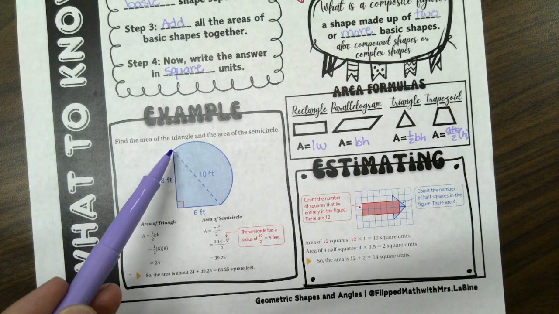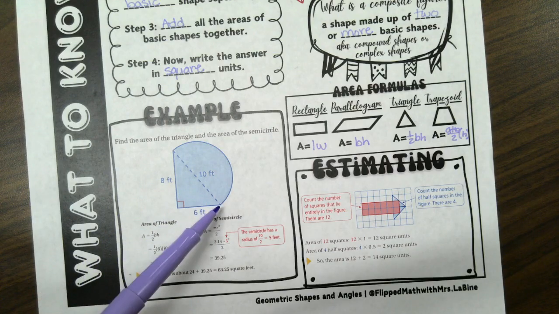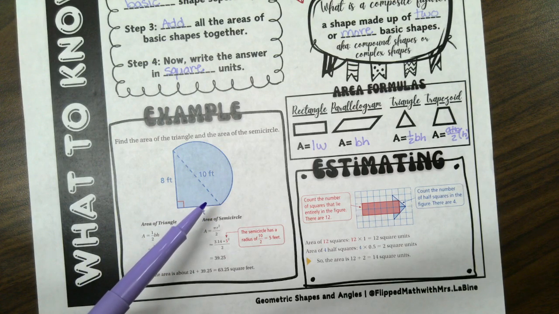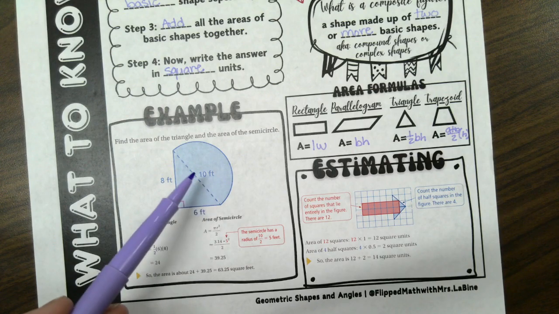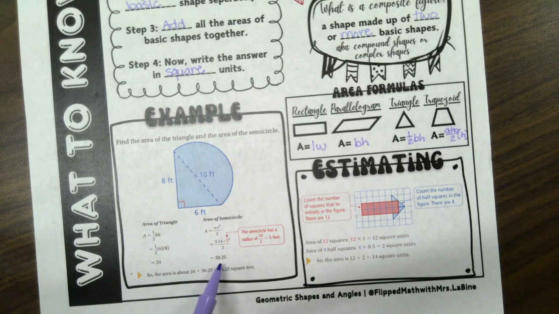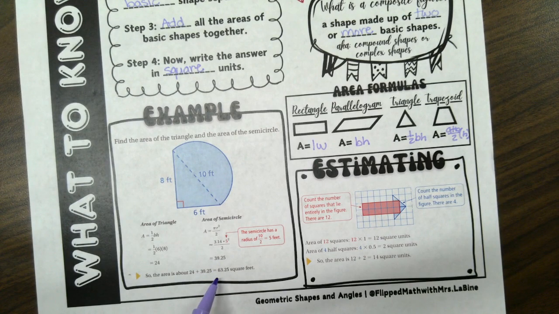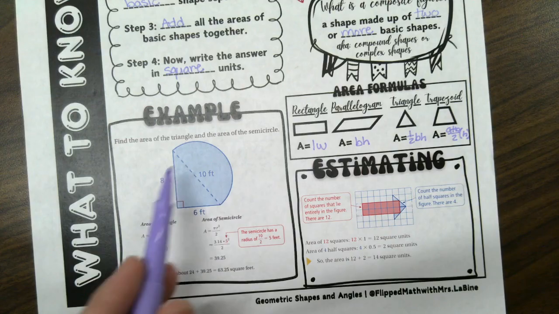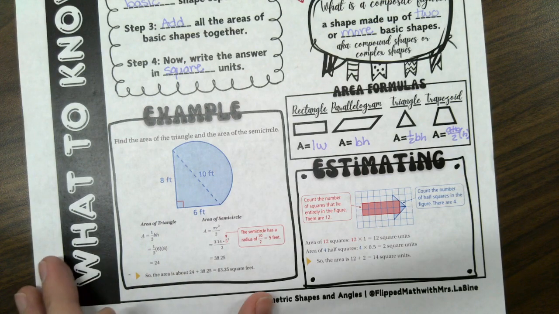So remember, r is our radius. This 10 feet here is our diameter. So we're going to do half of that, which is 5. So 5 squared is 25. Multiply that by 3.14. And then divide that by 2. And you'll get 39.25. Adding 24 and 39.25 together gets us 63.25 square feet. And that is how you find the area of a composite figure.